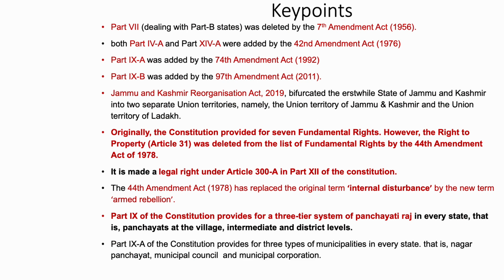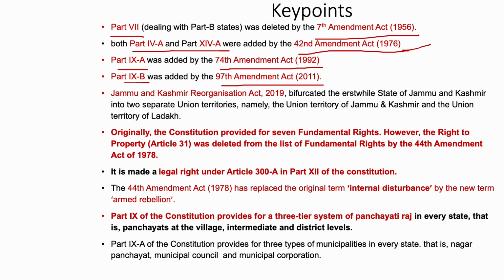Now we will study some important key points of different articles and parts. The first one is Part 7, which was deleted by the 7th Amendment Act of 1956. Part 4A and Part 14A were added by the 42nd Amendment Act of 1976, also known as the mini constitution. Part 9A was added by the 74th Amendment Act of 1992. Part 9B was added by the 97th Amendment Act of 2011. The Jammu and Kashmir Reorganization Act of 2019 bifurcated the erstwhile state of Jammu and Kashmir into two separate union territories, namely the Union Territory of Jammu and Kashmir and Ladakh.